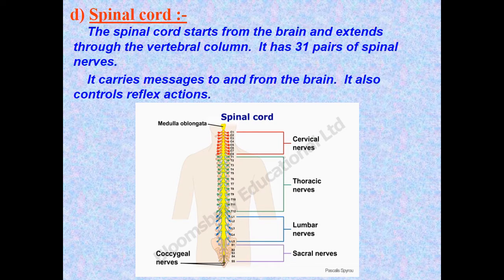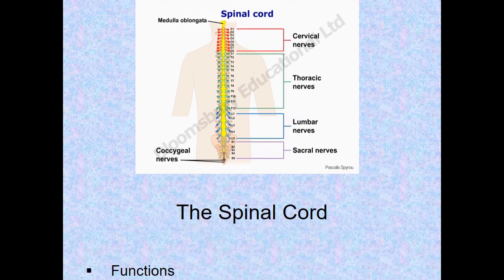This is the spinal cord. Spinal cord starts from the brain and it goes through the vertebral column. Inside the vertebral column, spinal cord is there, you can see here. And from the spinal cord, 31 pairs of spinal nerves originate, and these nerves go to all body parts and control the reflex action, as well as coordinate with the brain and all other body parts.